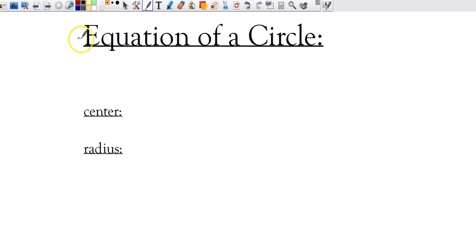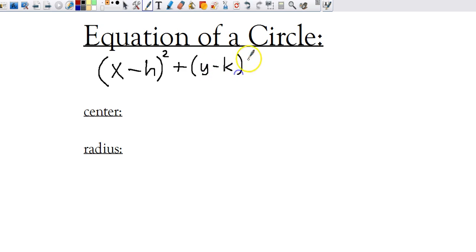So let's get started with the equation of a circle. I'm going to go ahead and give you the formula. It's parentheses x minus h, close up parentheses with a square, plus parentheses y minus k squared equals r squared. If you look at all those squares, you might recognize something that we've used squares before similar to that.